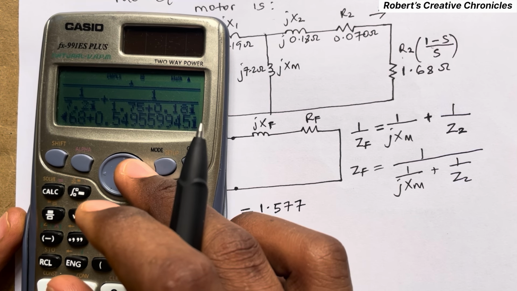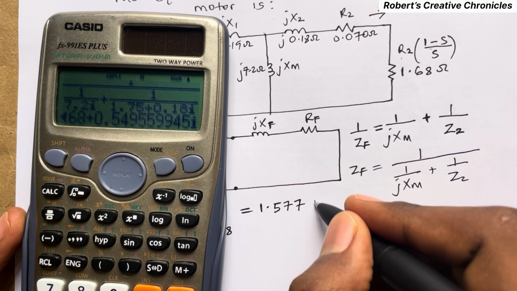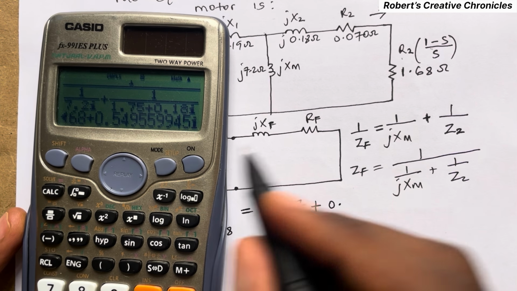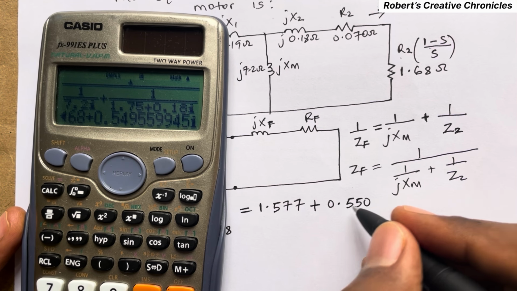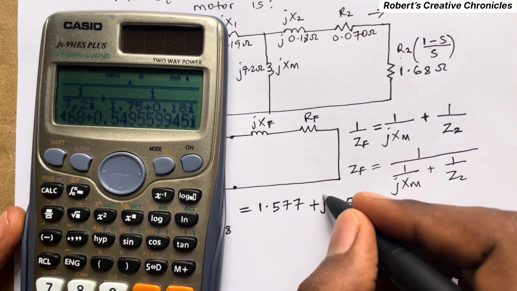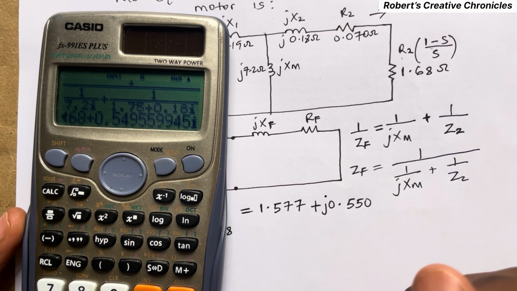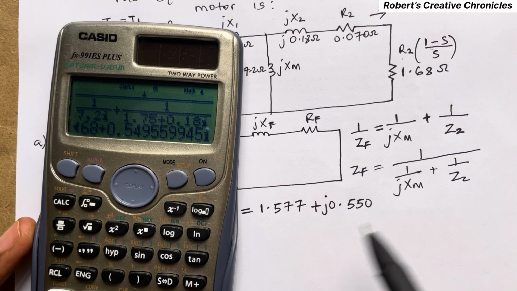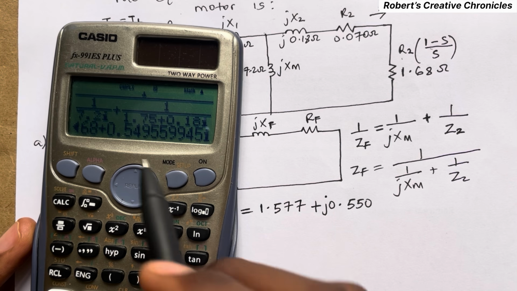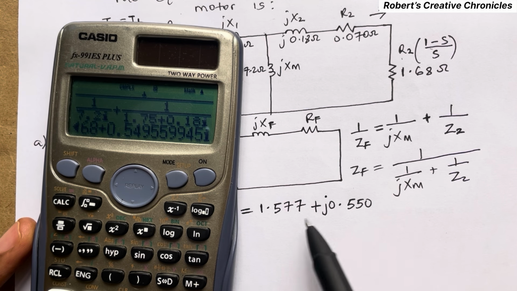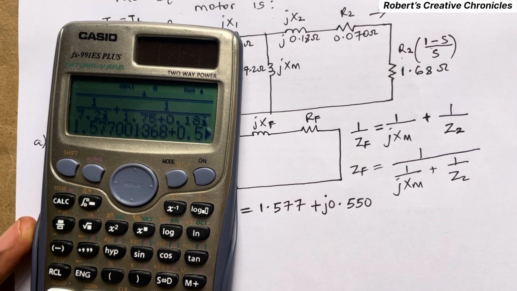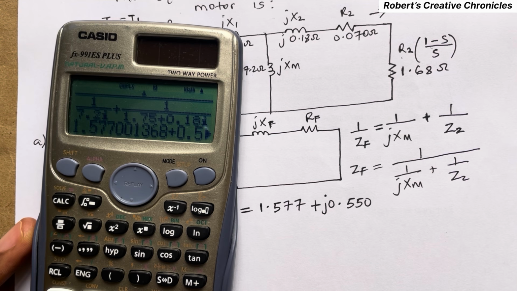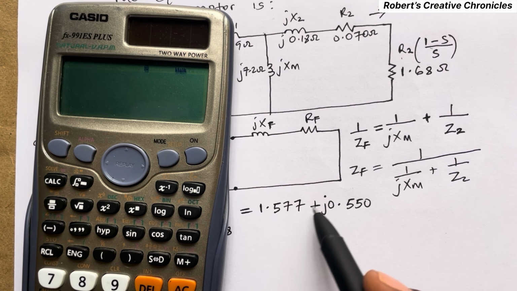plus 0.550, to 3 decimal places. Then there's i here, or j, which are the same thing, the square root of -1. So this is 0.550j to 3 decimal places, then 1.577. And this is the rectangular form of this impedance.